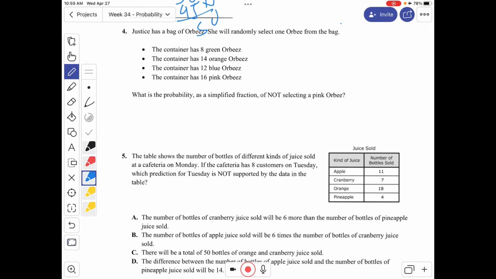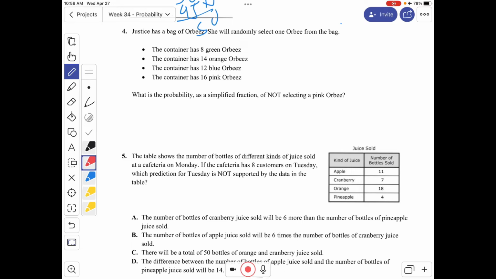Number 4, Justice has a bag of Orbeez. She will randomly select one Orbeez from the bag. The container has 6 green Orbeez, 14 orange Orbeez, 12 blue Orbeez, and 16 pink Orbeez. What is the probability as a simplified fraction of not selecting a pink Orbeez?